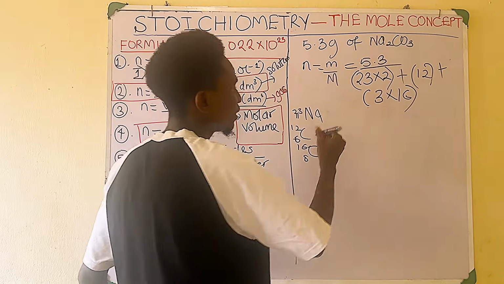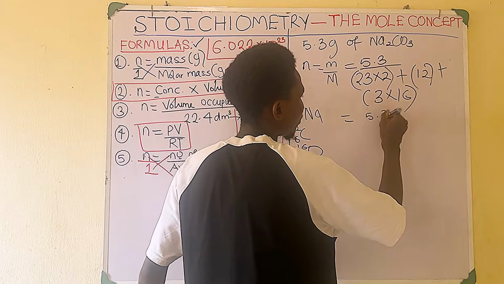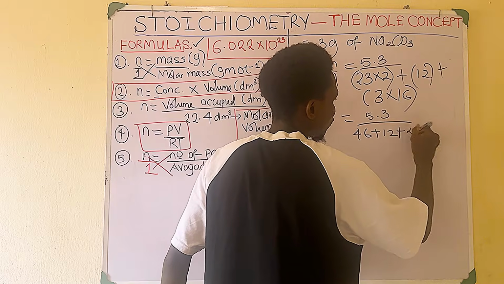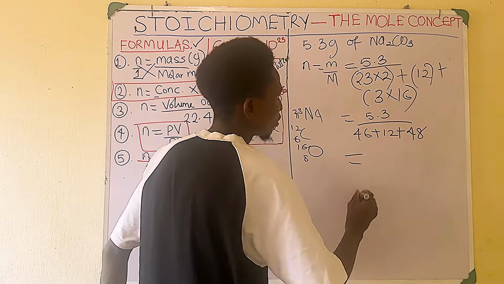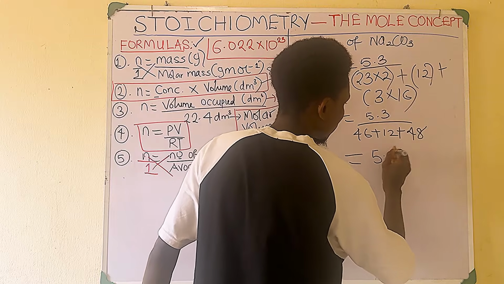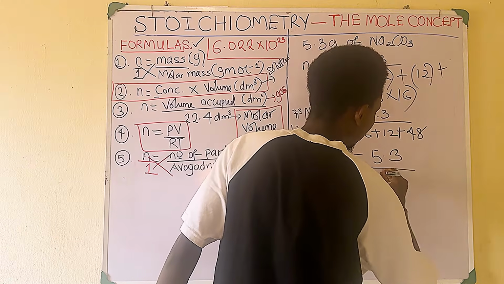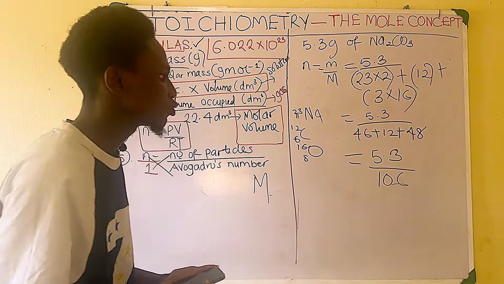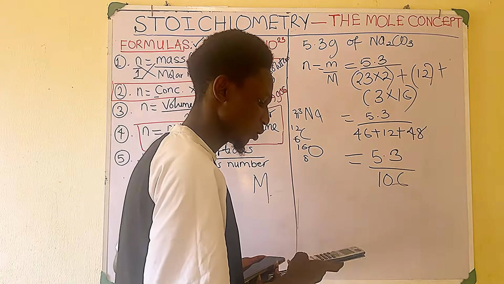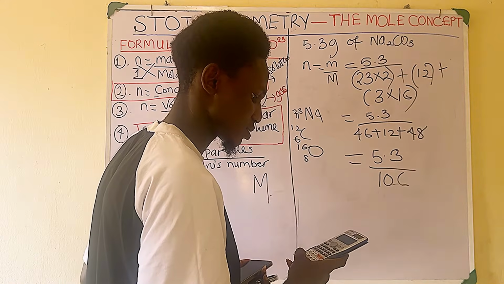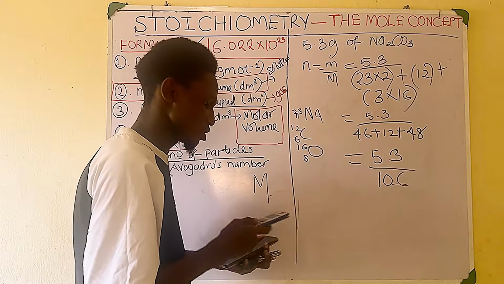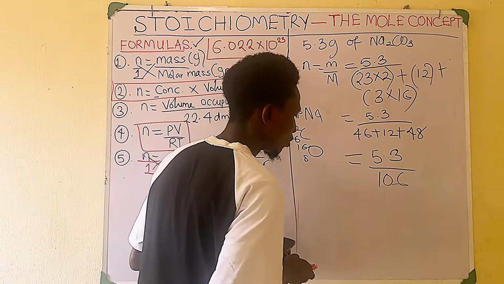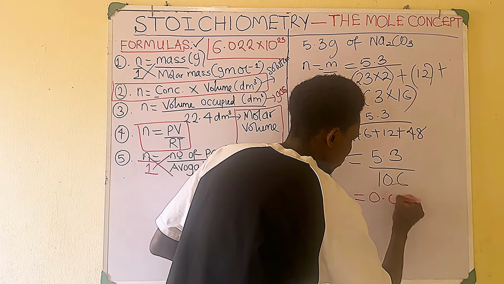From there now, you have 5.3 divided by 46 plus 12 plus 48. And that should be 106. You can punch it on your calculator and see if it correlates. So 5.3 divided by 106 is going to give me 0.05. So our answer here is 0.05 mole.